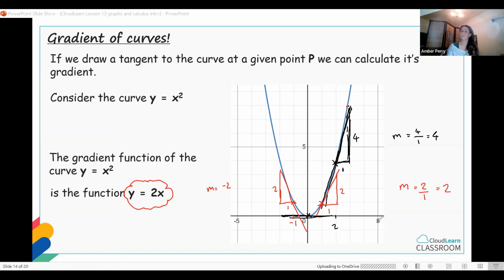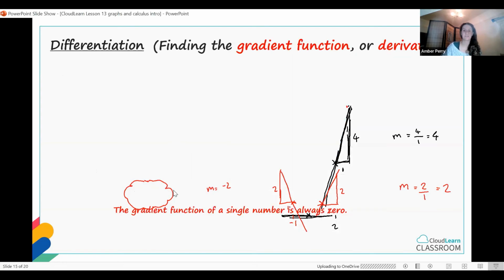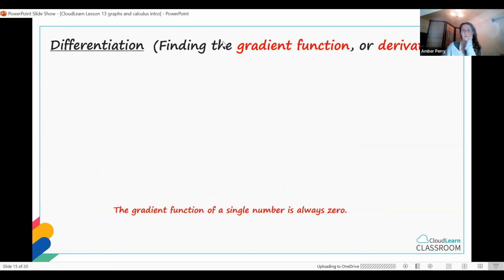Okay, but you don't want to have to be drawing all these tangents every single time you need to find the gradient function. Luckily, there is a much easier method, and it's called differentiation, which is basically an introduction to calculus, okay? So quite newly introduced to the syllabus, I think. It's not been in the syllabus for that long, GCSE.